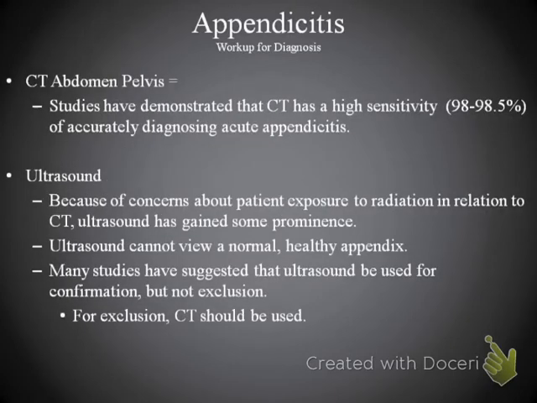So now we come to CT abdomen pelvis. Studies have demonstrated that CT has a high sensitivity, 98 to 98.5%, of accurately diagnosing acute appendicitis. The question here is, how do you actually perform a CT abdomen pelvis? Is it solely without contrast, or with oral contrast, or with IV only, or with both? Every physician seems to have a different method for wanting to look at appendicitis.